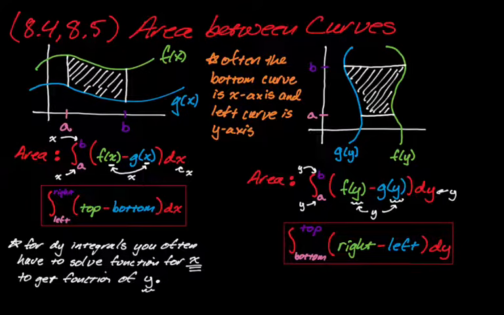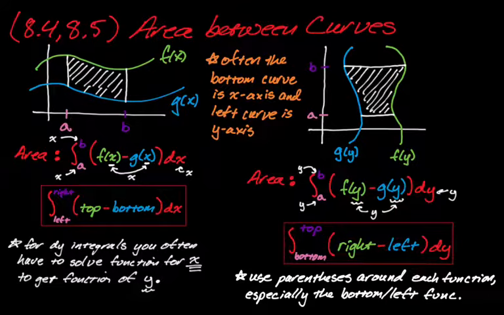And then the other thing is, make sure you use parentheses around the functions, right? So like the quantity f of x minus the quantity g of x. In particular, minus the quantity. Make sure you put parentheses around g of whatever in my two things there. So the bottom function or the left function. If you don't put parentheses there, you're going to screw up distributing that negative sign, and then you will get the wrong answer.